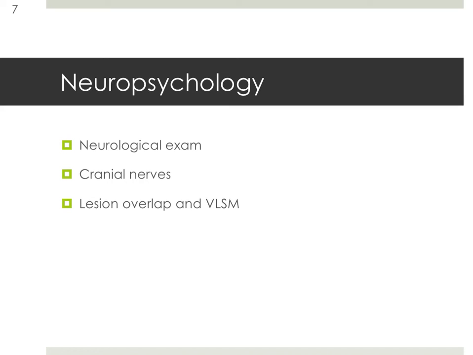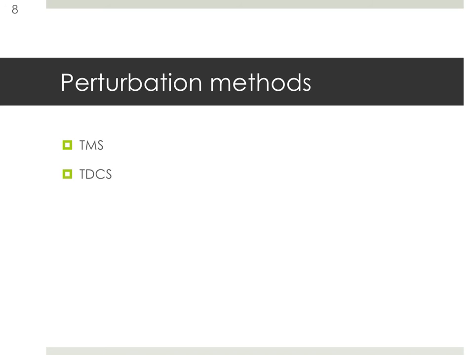And then we talked about lesion overlap and BLSM techniques to relate lesions to behavior and symptoms. And then finally, today we talked about perturbation methods. You need to know the logic behind why we do perturbation methods. And then TMS and tDCS are the two major classes of methods that we covered.